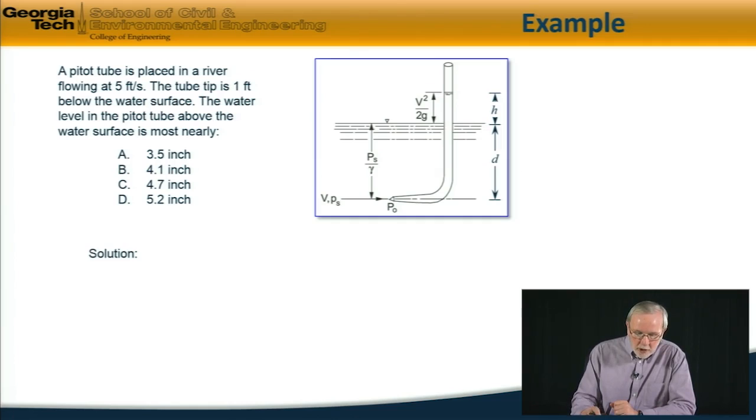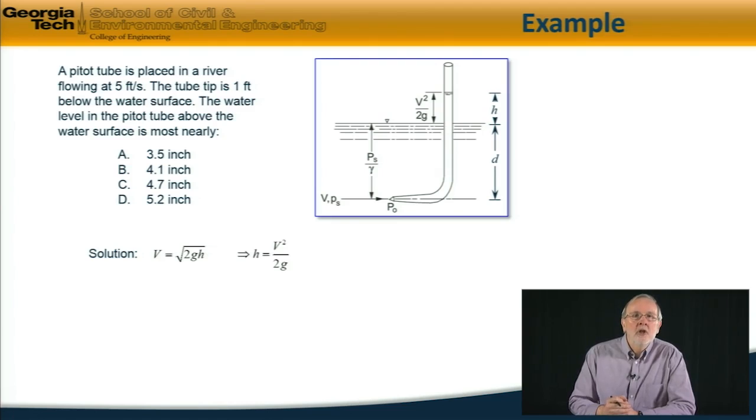So here's our solution, just applying the equation from the last slide. V is equal to square root of 2gh, or rearranging for h, the water surface level, is v squared over 2g. Plugging in the numbers, we have 5 squared divided by 2 times g, where g is 32.2, is 0.39 feet, or 4.7 inches. So the closest answer is C, 4.7 inches.